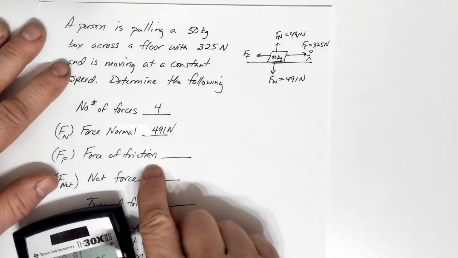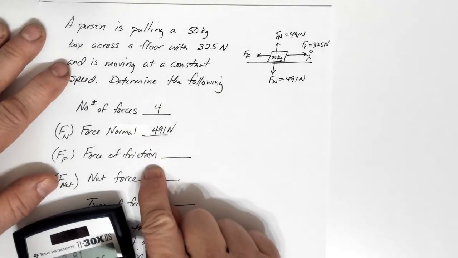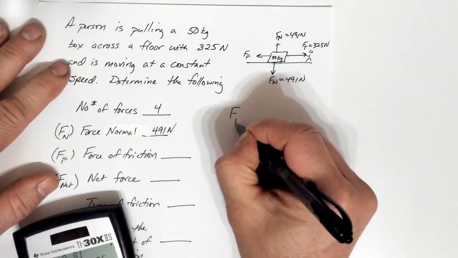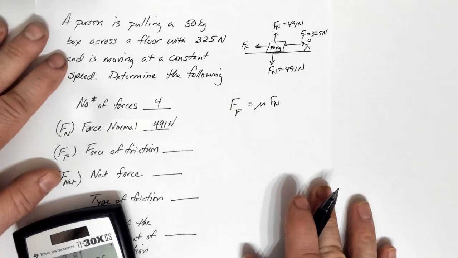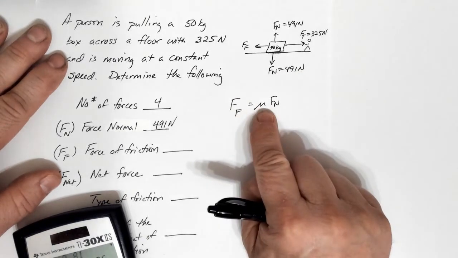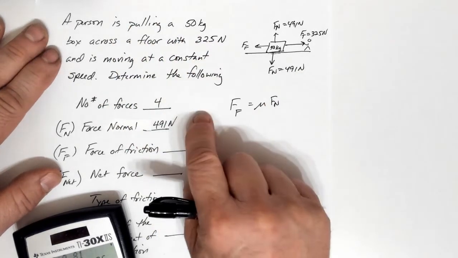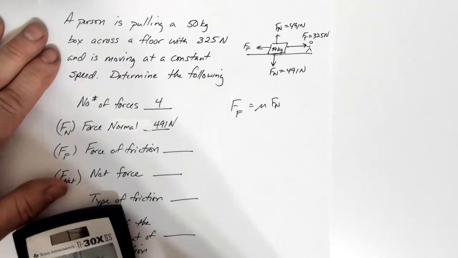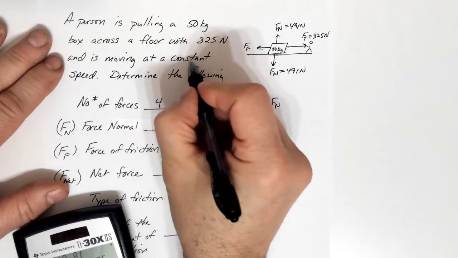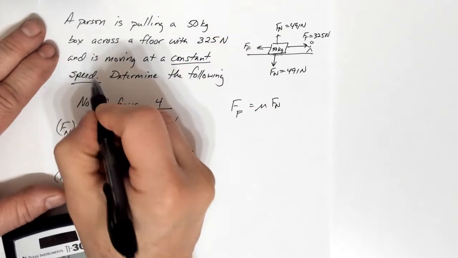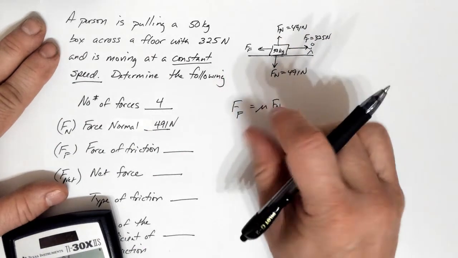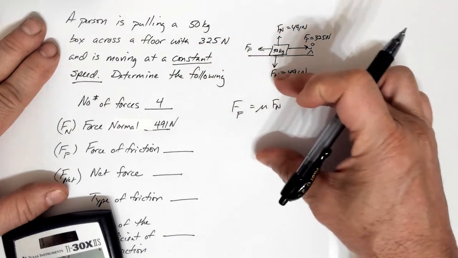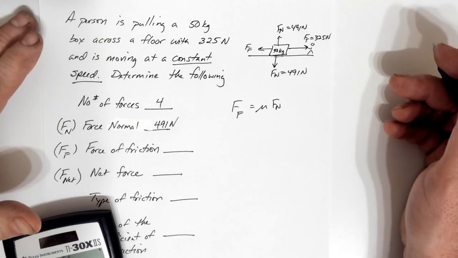Okay, now, what's the force of friction? Well, force of friction, we know from our equation we've been given, is mu times Fn. But I don't have mu. It hasn't been given to us up here. So how do I find the force of friction? Well, there's another way. You've got key terms. Here it said constant speed. What does constant speed mean? It means that as they're pulling it, it's moving at a constant speed. There is no acceleration. Okay?